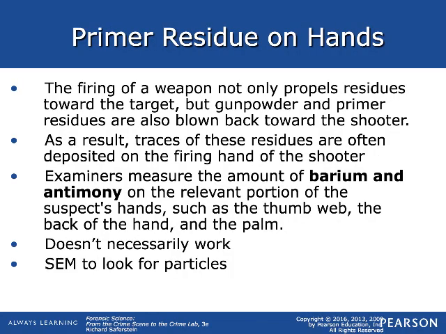Okay, now another thing that we can look for is primer residue on the hands. The firing of a weapon not only propels residues towards the target, but the gunpowder and the primer residues are going to be blown back towards the shooter. As a result, traces of these residues can be deposited on the firing hand of the shooter. Examiners look for barium and antimony, two chemicals, and they're found on the relevant portion of the suspect's hand, like the web between the thumb and the first finger, the back of the hand, and then it gets transferred to the palm.